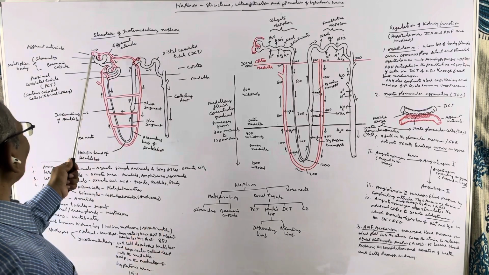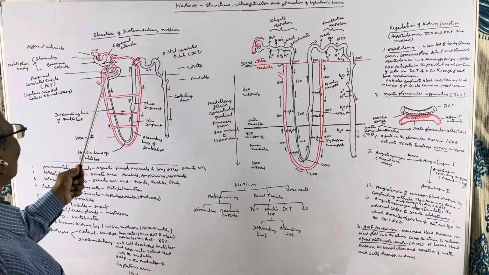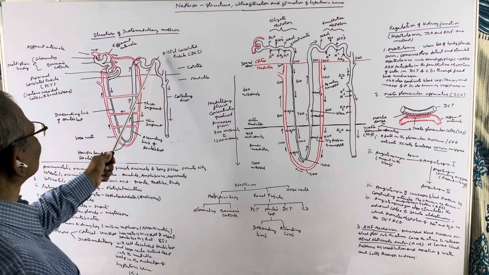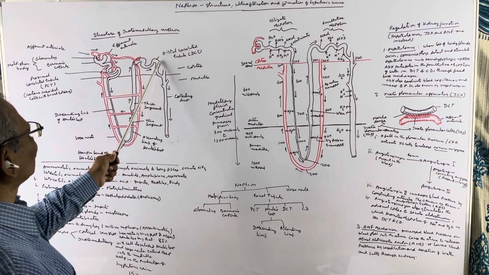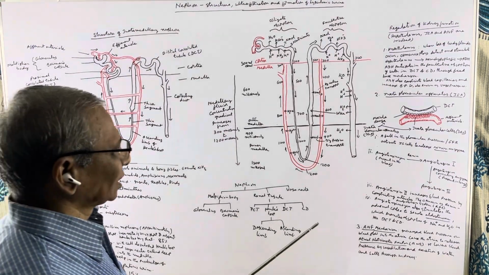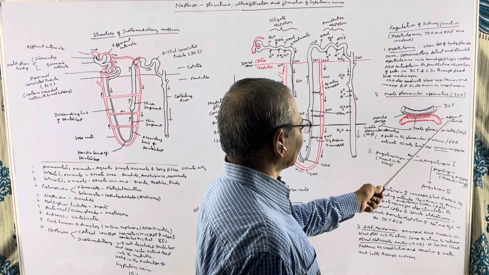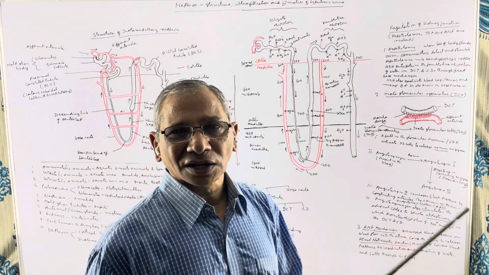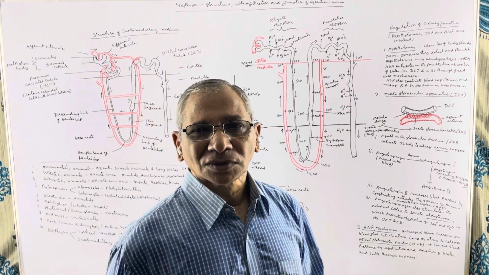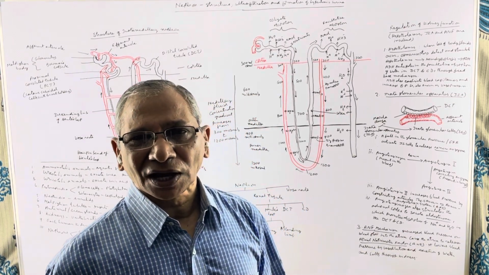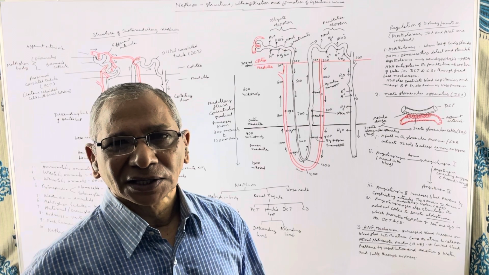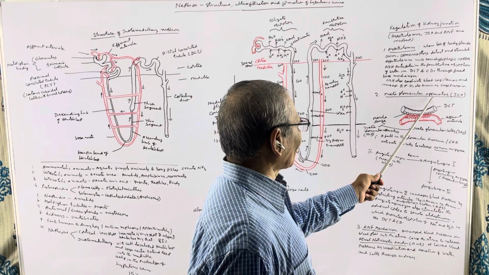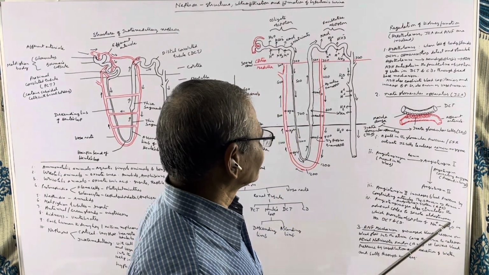I have told you this is the afferent arteriole, this is the efferent arteriole. The afferent arteriole comes into contact with the distal convoluted tubule or DCT. Here I have drawn the DCT and this is the afferent arteriole. When these two touch, or when the afferent arteriole comes into contact with the distal convoluted tubule, the juxtaglomerular apparatus appears and is formed.